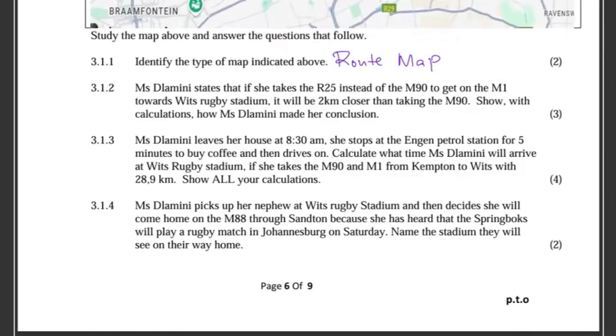So it's going to be 28,9 minus 26,9. And indeed, it's 2 kilometers. So remember, they told you to show with calculations how Mrs. Lamini made her conclusion. This is how she made her conclusion. So we are not verifying anything. But she's right.